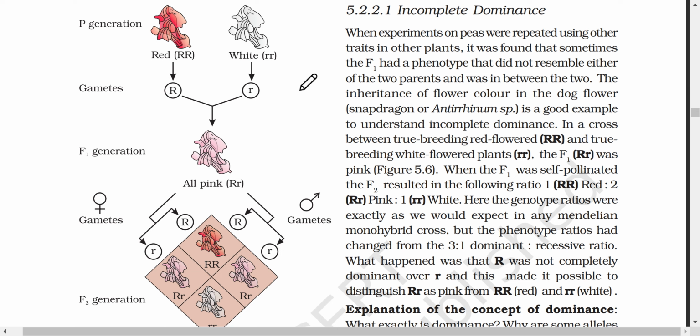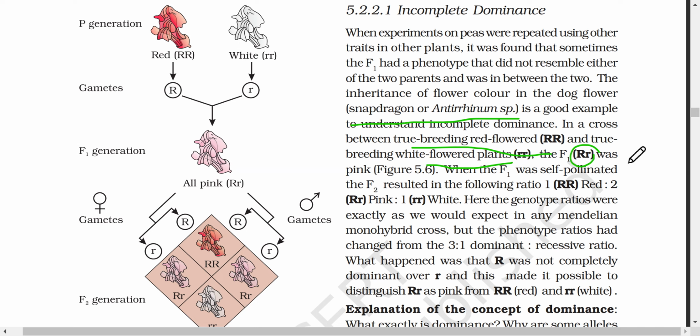Fine. The inheritance of flower color in the dog flower, very important example, snapdragon or Antirrhinum species, a good example to understand incomplete dominance. In a cross between true breeding red flowers, capital R, and true breeding white flowers, small r, the F1 जो हमारा ऐसे निकलेगा heterozygote was pink. ना रेड है ना व्हाइट है.